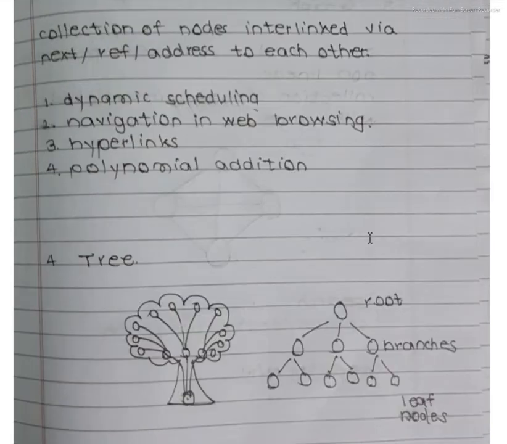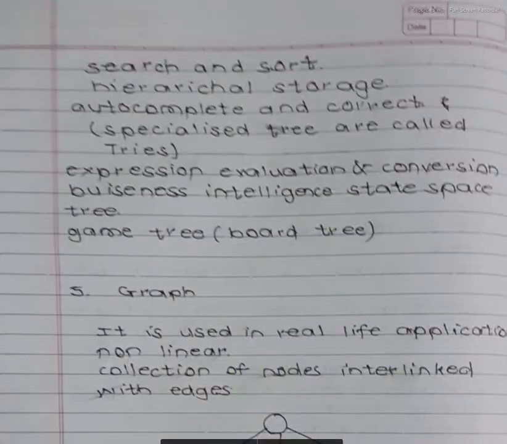Now tree is one of the data structures. Tree has root, then branches and leaf nodes. Now application of tree. It is used for search and sort algorithm, hierarchical storage, autocomplete and autocorrect, and specialized trees, which are also called tries. Now search and sort is an algorithm. So it basically searches in a given data, then sorts given data.